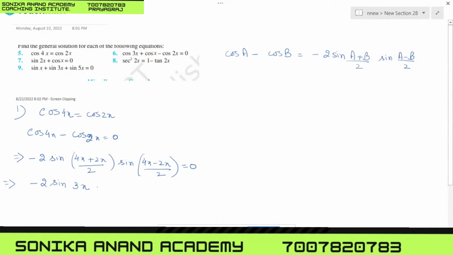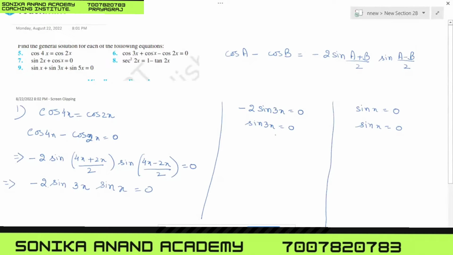Here, what is the answer? x, ma'am. Now listen. How will you find it? We put it in this way: 2 sine 3x is equal to 0 or sine x is equal to 0. So sine 3x is equal to 0, and sine x is equal to 0. Now listen. When we have the value of 0, what is the angle?